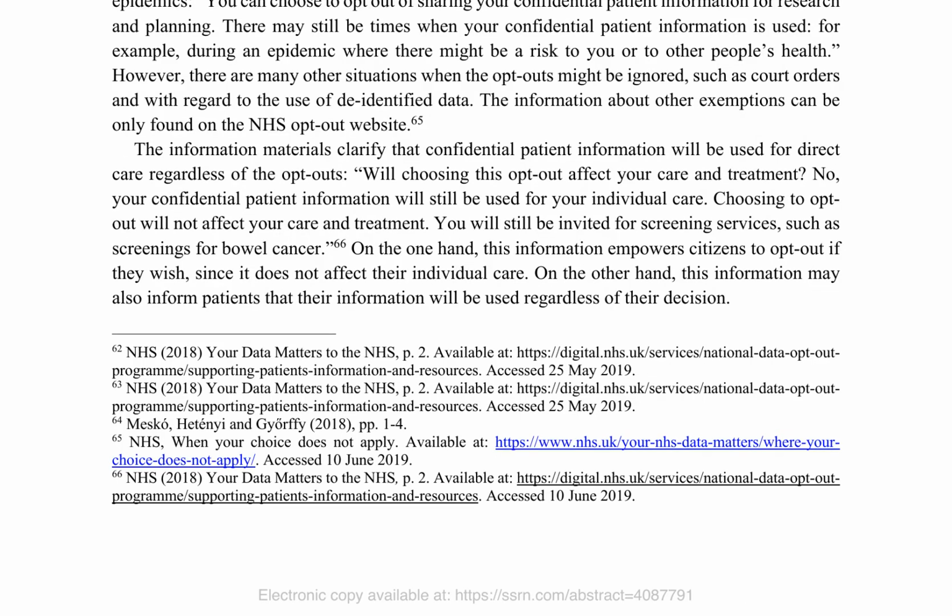The information materials introduce exemptions to the opt-out system, including situations of high public interest, such as epidemics, but do not provide comprehensive information on other exemptions, such as court orders and the use of de-identified data. Patients are assured that choosing to opt out will not affect their individual care, as confidential patient information will still be used for direct care regardless of the opt-out decision. However, this information may also lead patients to assume that their data will be used regardless of their choice.